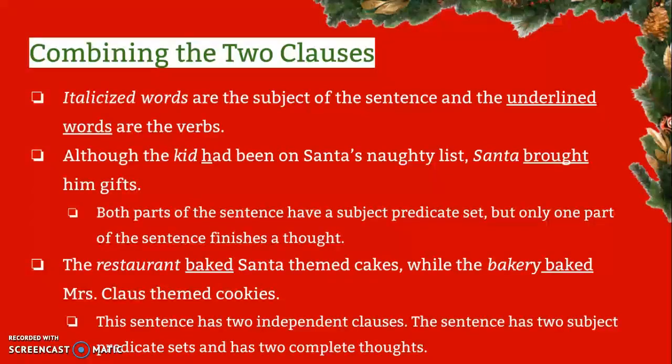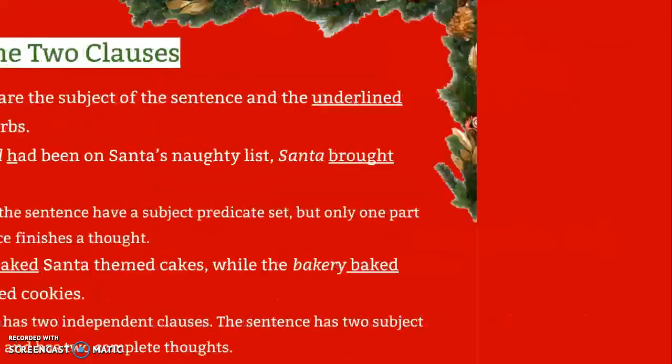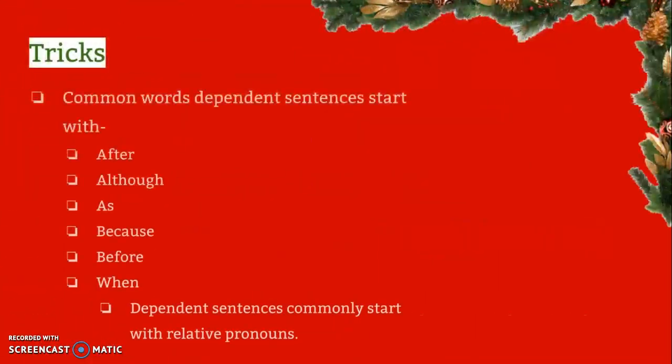The restaurant baked Santa-themed cookies, while the bakery baked Mrs. Claus-themed cookies. Again, this sentence, two independent clauses. Because you have the bakery baked Mrs. Claus-themed cookies, while the, while would actually be separating them. That would be comma, coordinating conjunction. Great. But it still has two separate predicate sets. Two complete thoughts.